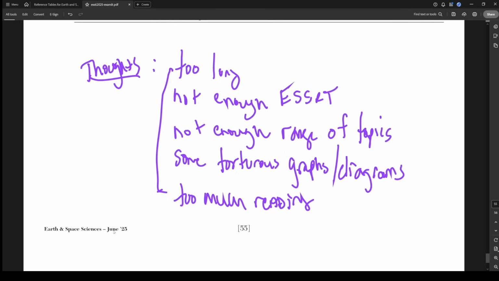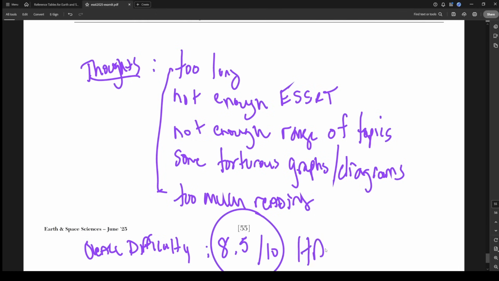My overall difficulty, honestly, for a regular old student, I would say this was pretty hard. I would say this is like trying to really think about this. Definitely above an 8 out of 10. We'll call the difficulty of this an 8.5 out of 10, which is, for me, a hard test.